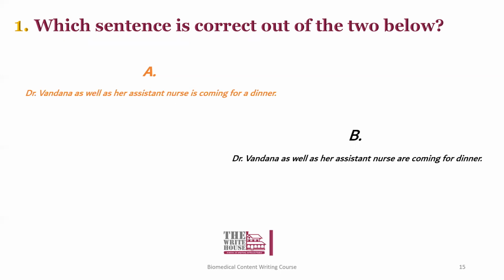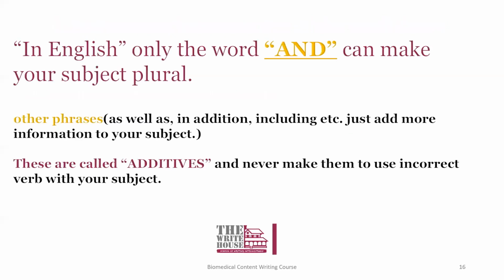Reason being, when we talk about the subject, you must remember this rule, that only the word and can make your subject plural. As well as her assistant nurse keeps Dr. Vandana as a singular subject only. So the first version is the correct one. Dr. Vandana as well as her assistant nurse is coming for a dinner. And in English, only the word and can make your subject plural. Other phrases like as well as, in addition, including, etc., they just add more information to your subject. They do not make your subject plural.